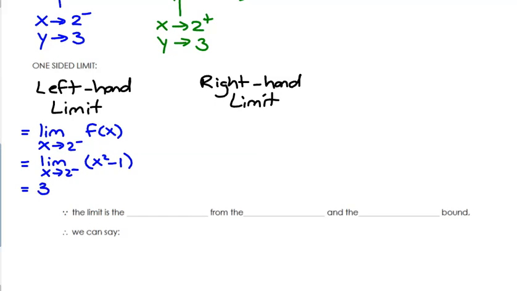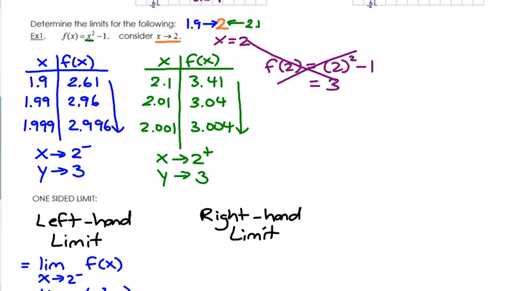Okay, now you don't have to do the table. What you can do is just take numbers that are really, really close to 2 from the left and sub them in and see what it gets really close to. Okay, so it gets really close to 3. Don't just take 2 and sub it right back in, because again, that's what we said we weren't supposed to do, right? So don't just take 2 and sub it right in.